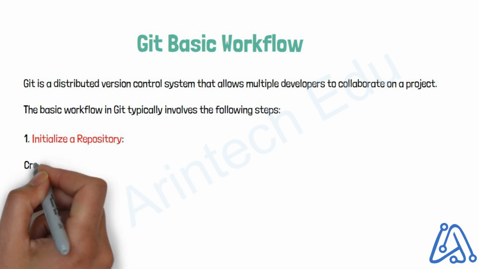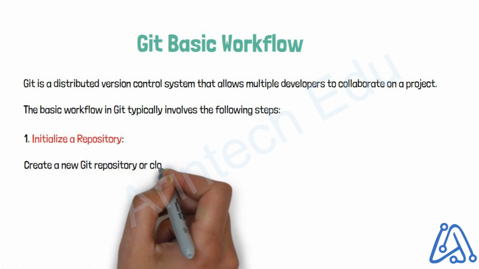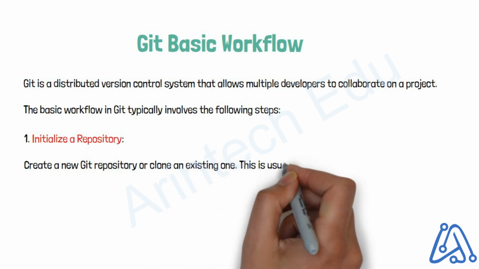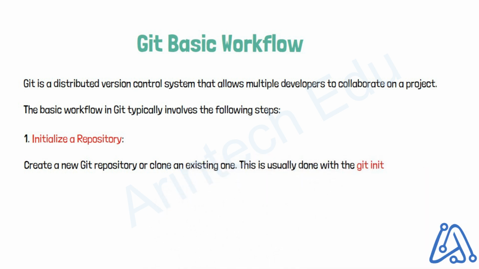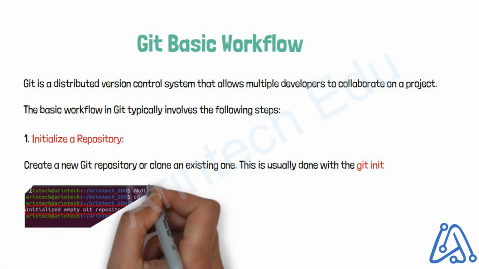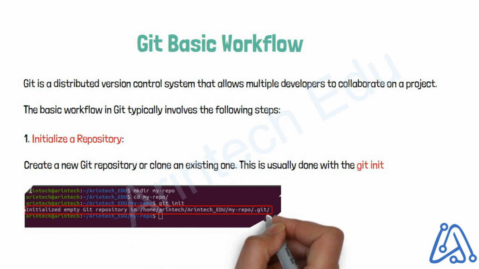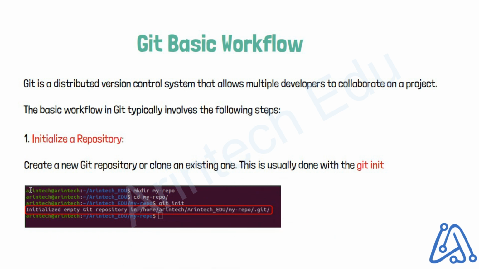1. Initialize a repository. Create a new Git repository or clone an existing one. This is usually done with the git init command. In this example, we make a new repository by using the mkdir command. After that, we go into that repository and run git init to set it up as a place where we can track changes to our files.